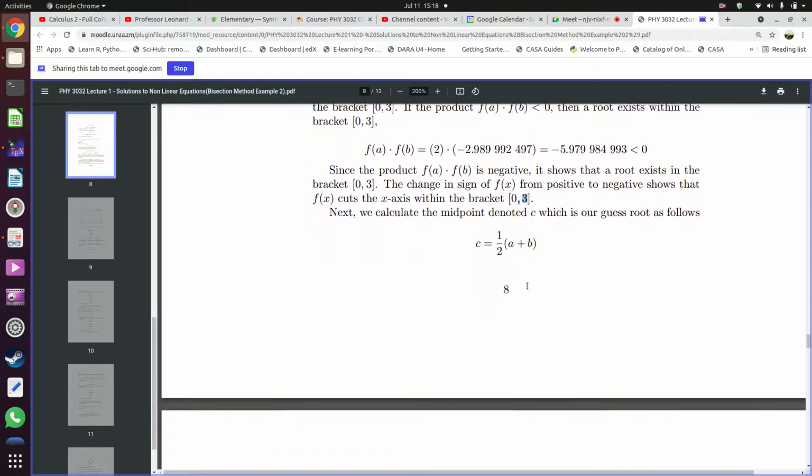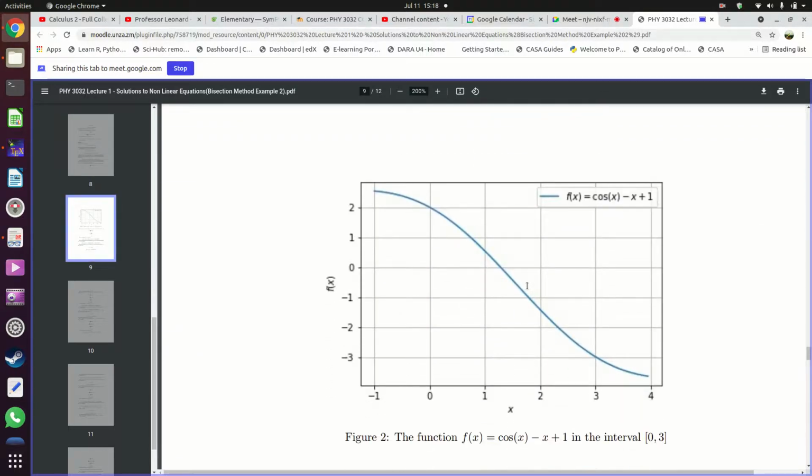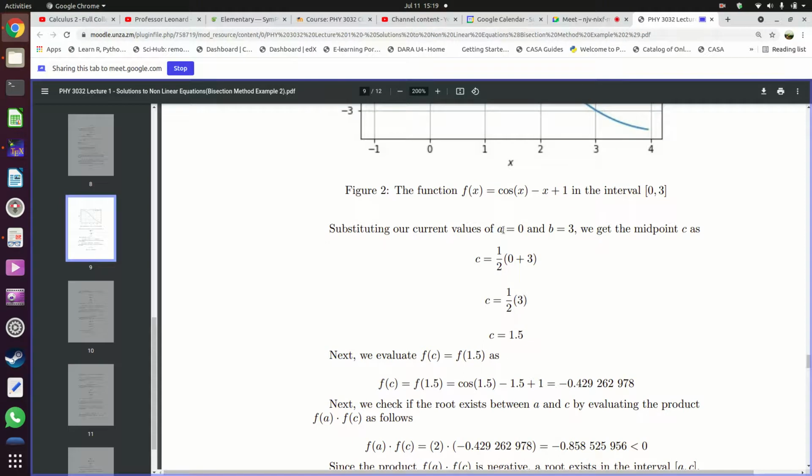So in our case, our midpoint C is going to be equal to half 0 plus 3. This 0 plus 3 is just the same as 3, so we end up with C equals half 3, and you end up having C equals 1.5 as our midpoint. Are we clear? Yes. So this is our first guess value of what the answer is supposed to be.